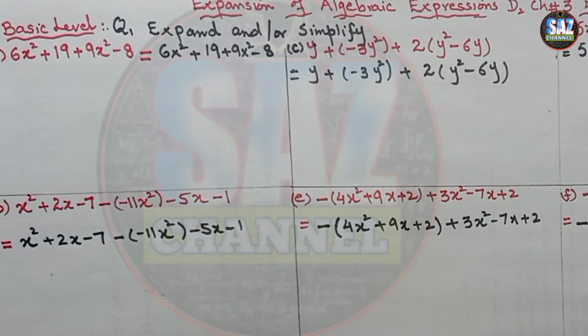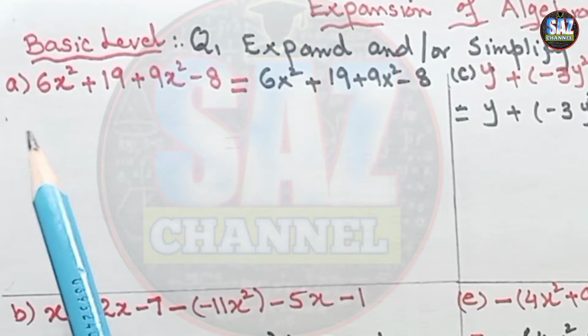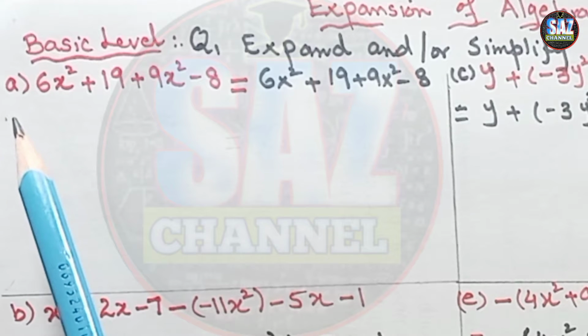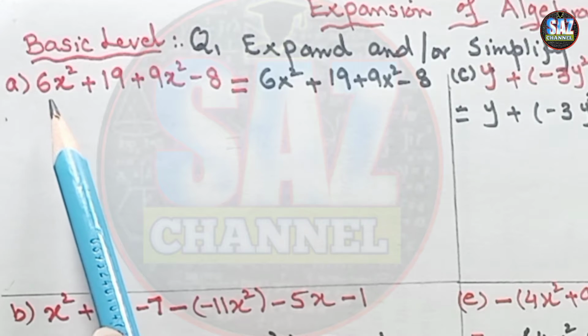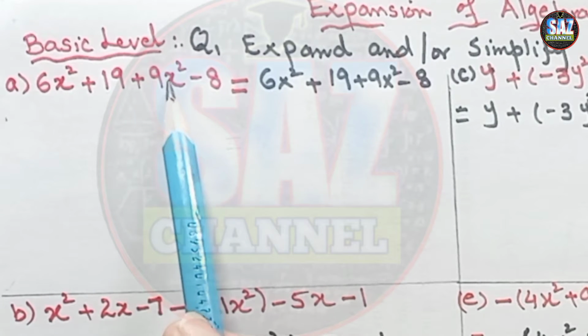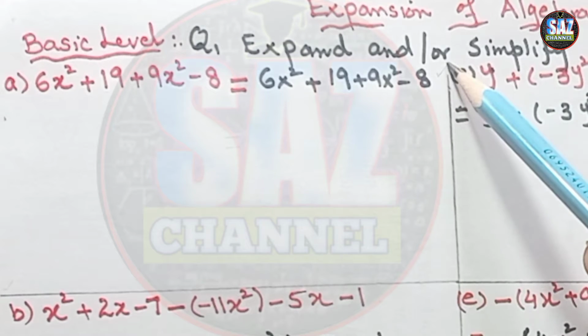Question number 1, and let me read the question from the book. Question 1 says: expand and/or simplify each of the following expressions. Keeping in mind that either we have to expand or simplify the given expressions, let's move to the first part of the question and let me compare the question with the book. It's always good to compare the question with the original question. The A part is 6x square plus 19 plus 9x square minus 8. It's always good to rewrite the question.